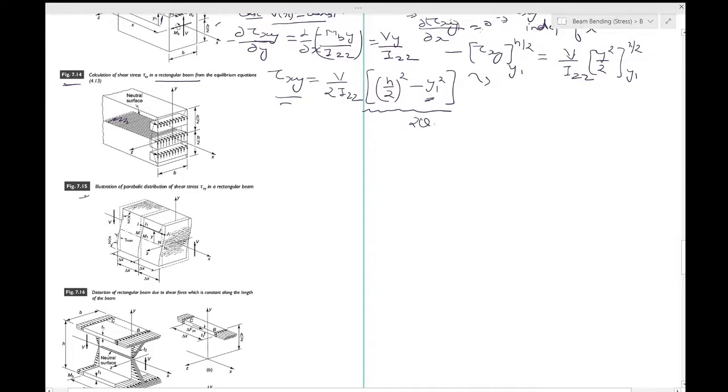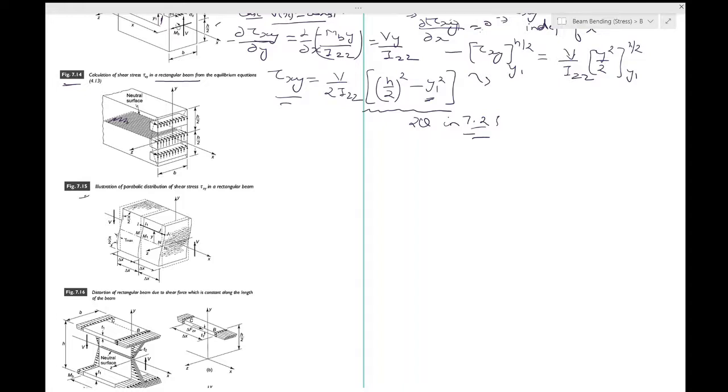2Q in 7.25. Okay, so this is what it is over there. Just check whether this is okay. I think it seems okay.